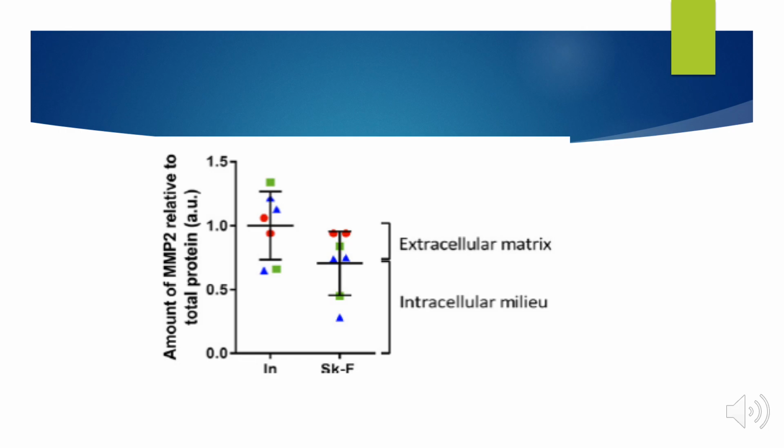This figure shows the relative amount of MMP2 in intact and skinned muscle fibers from the three subjects. The values were not significantly different. However, the mean values allowed the researchers to determine the proportions of total MMP2 associated with the extracellular matrix and intracellular environment.